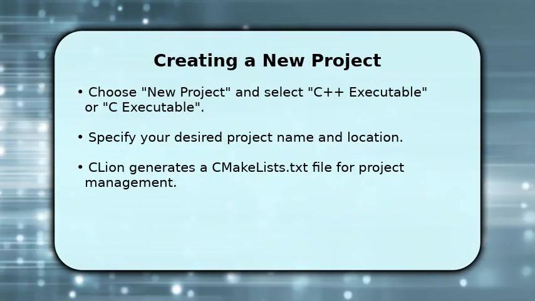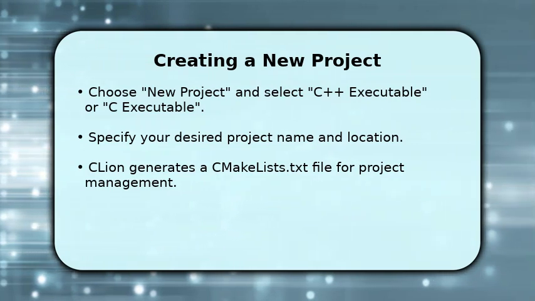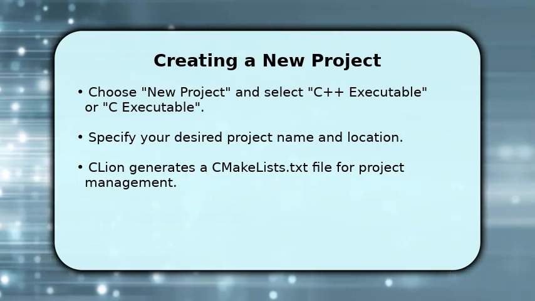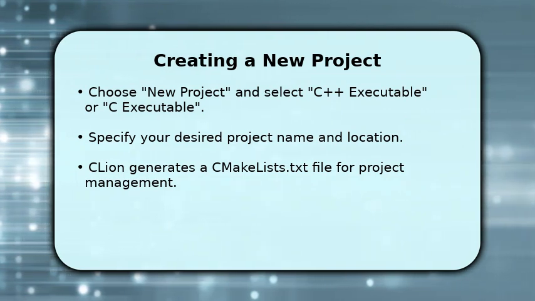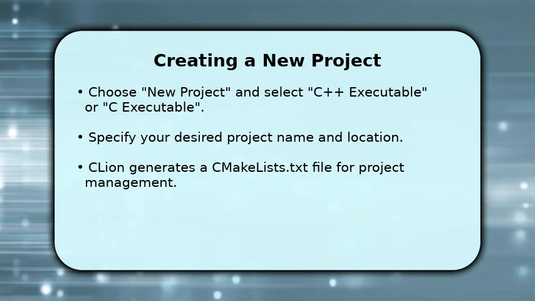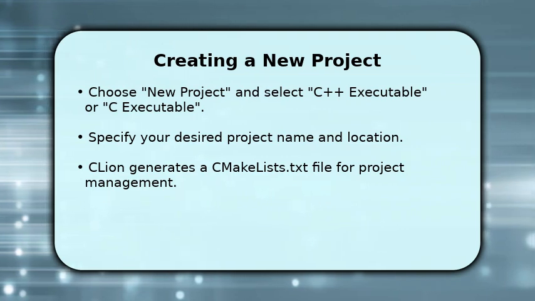Once CLion is ready, creating a new project is straightforward. Select New Project from the Welcome screen or File menu. You will then choose either C++ executable or C executable depending on your needs. Next, specify a clear project name and its storage location on your computer.